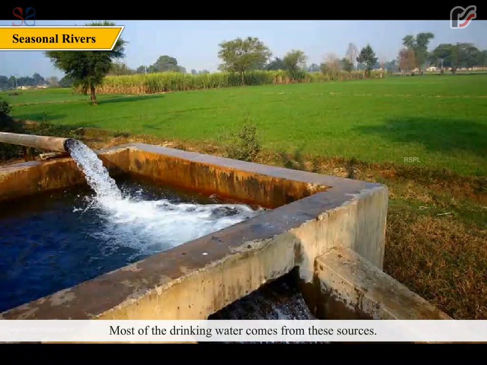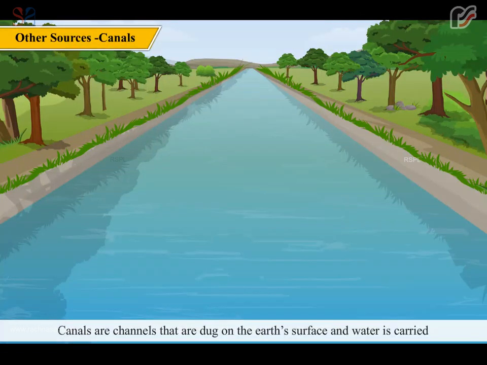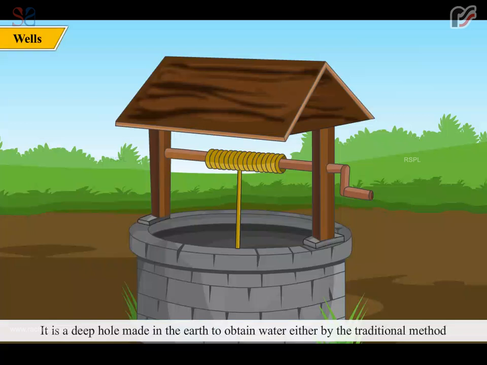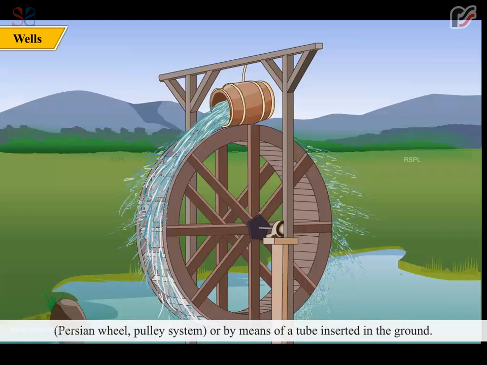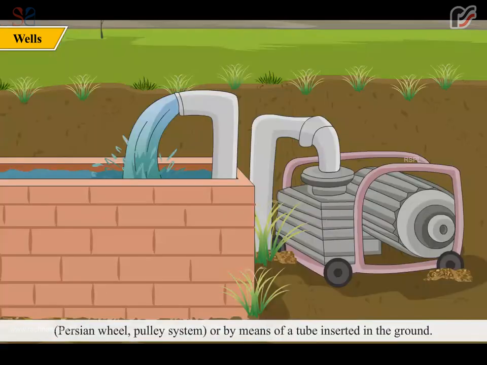The other sources of fresh water are wells and tube wells. Most of the drinking water comes from these sources. Canals are channels that are dug on the earth's surface and water is carried through these to the area where it is required. A well is a deep hole made in the earth to obtain water either by the traditional method, Persian wheel pulley system, or by means of a tube inserted in the ground.